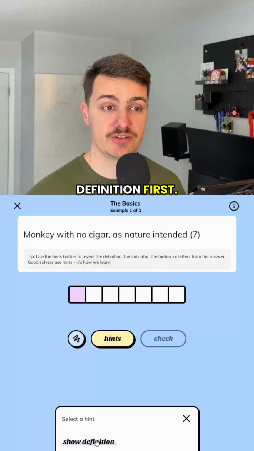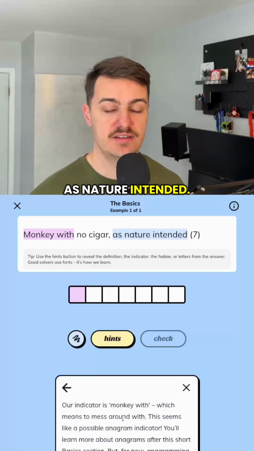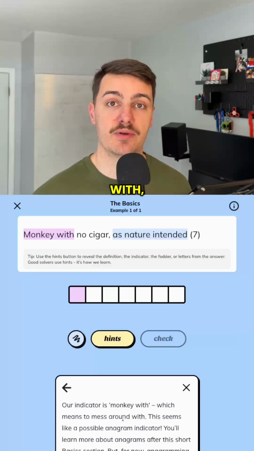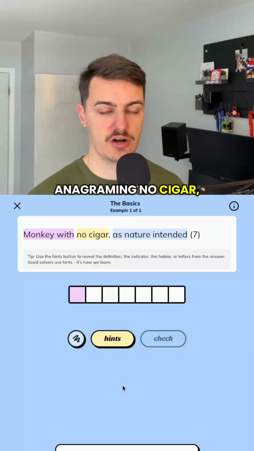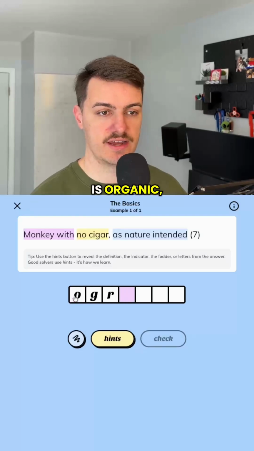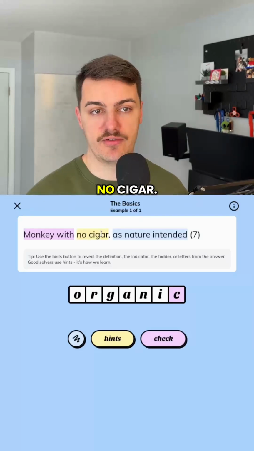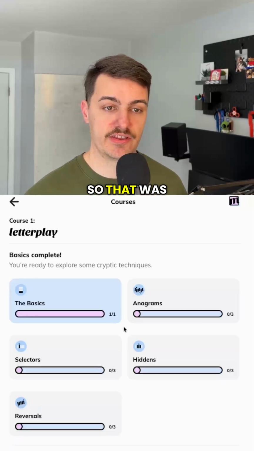We'll get the definition first. The definition is "as nature intended." The indicator is "monkey with," which means you want to mess around with, which could be an anagram indicator. So it seems to me we're going to be anagramming "no cigar," which is correct. So our answer is ORGANIC, which is an anagram of "no cigar," and it means as nature intended. So that was an example of an anagram.